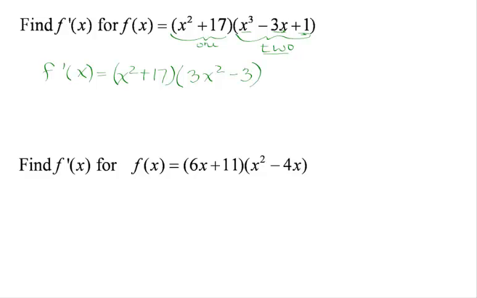So there's d2. So 1 d2 plus 2 means I'm going to write down the second function, the function I labeled as function 2, as they gave it to me, and then times d1, the derivative of that function. The derivative of x squared is 2x. The derivative of 17 is 0. There's f prime of x. I don't have to simplify. I don't have to distribute things out and gather like terms. This is correct. This is f prime of x.